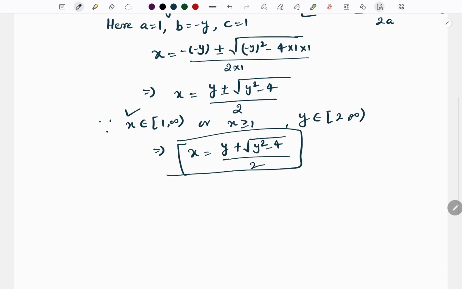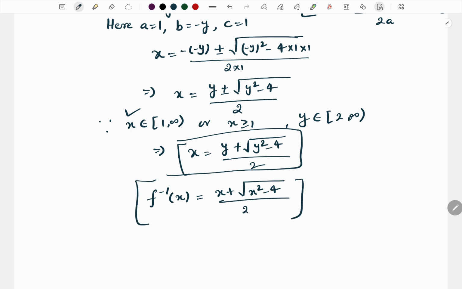So how will we write it? You simply write it now as f inverse of x equals (x + √(x² - 4))/2 in this form. So basically this is your expression for the f inverse of y, and if you replace it here with x in this form, this is actually your answer. Okay, hope you understood this solution.